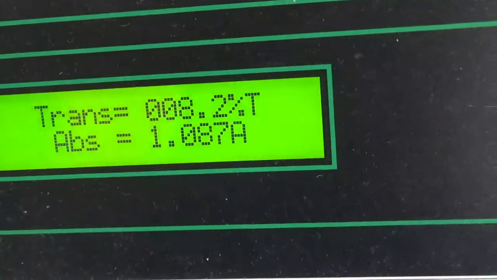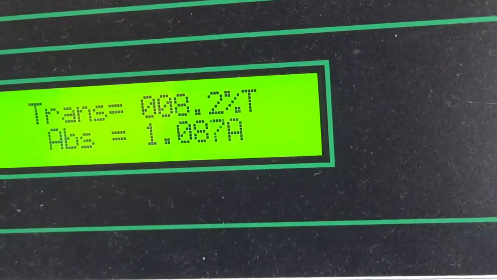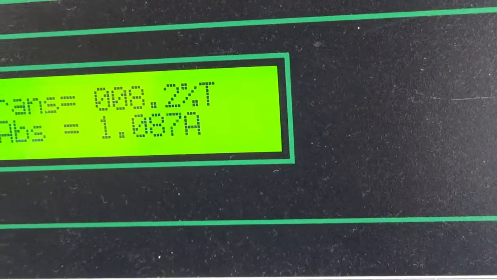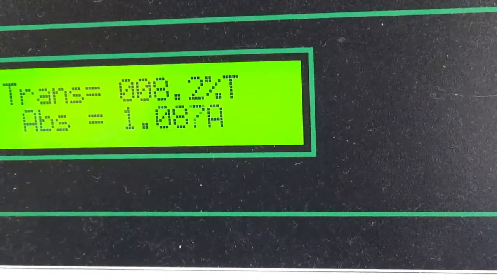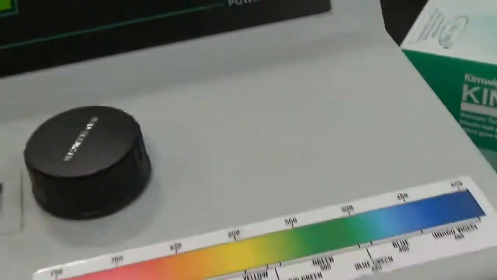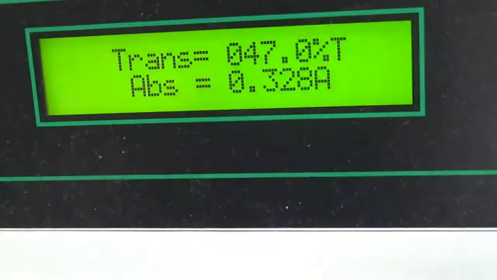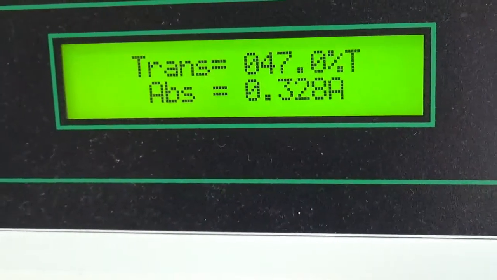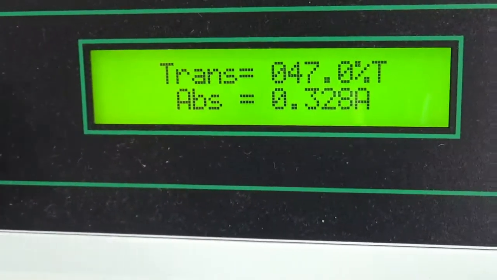This is the absorbance of the standard. If I had left it at 540, this would probably be like 2 absorbance units, or 1.8, and that's really too high for this instrument to measure. So I changed the wavelength a little. 1.088. That's the absorbance of the standard. And now, 0.328 is the absorbance of the sample. Of the unknown, I should say.